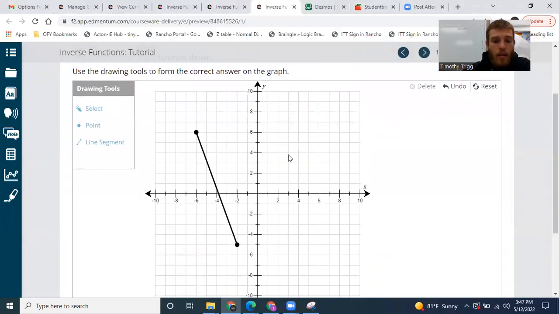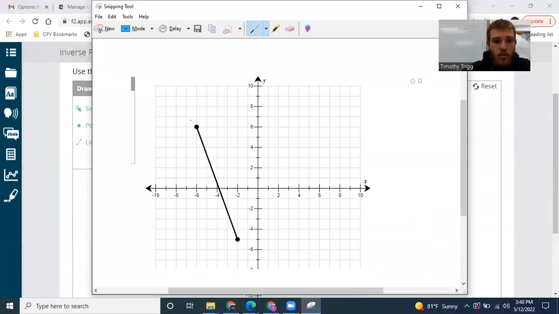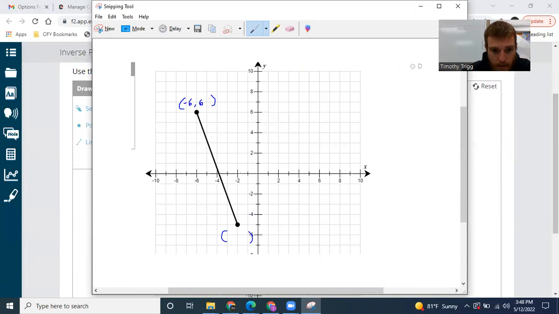Okay. Now this one's very similar to the last one, actually. Here we have some function here, and we would like to graph its inverse. So what we can do is find the x and y coordinates of these 2 points. What are the coordinate points for this point, and what's the x and y coordinate for this point? So for this point, this is -6, 6. For this point, it's -2, -5.